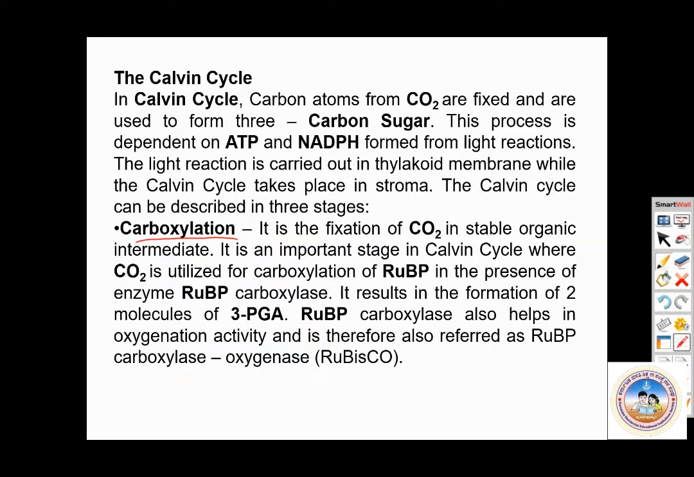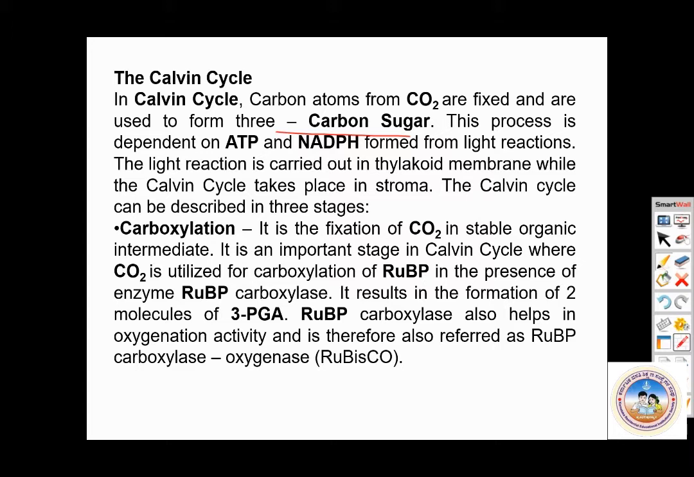Now see, children. In the Calvin cycle, carbon atoms from carbon dioxide are fixed and used to form a 3-carbon sugar. So the first stable compound is a 3-carbon sugar, hence we call it a C3 cycle. This process is dependent on ATP and NADPH.